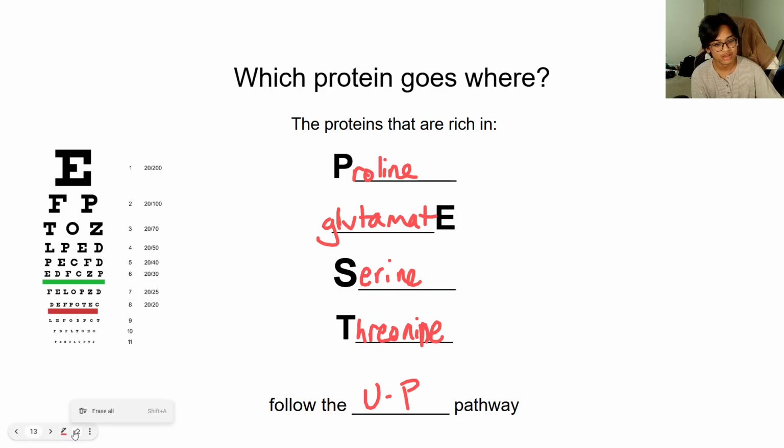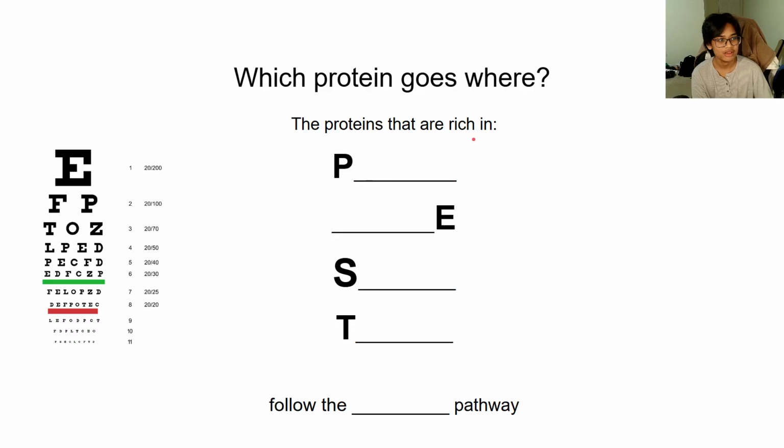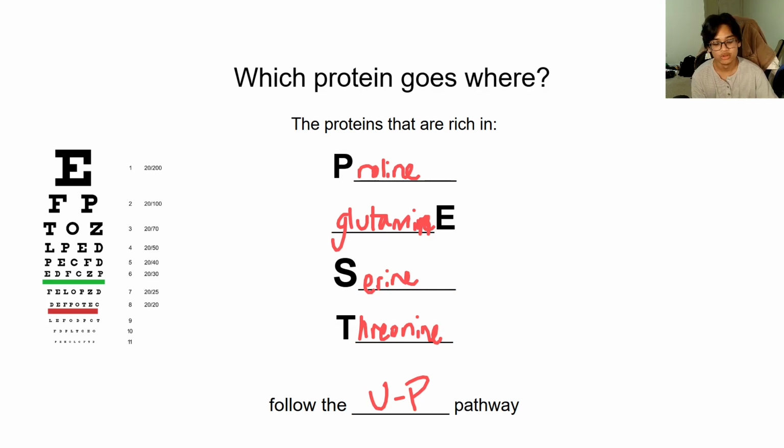Okay, we're going to do this again. Ready? Do it with me. The proteins that are rich in proline, glutamine, serine, threonine follow the UP pathway, the ubiquitin protease pathway. I'm not repeating, I'm not writing that out. You already see how much I'm struggling to write.